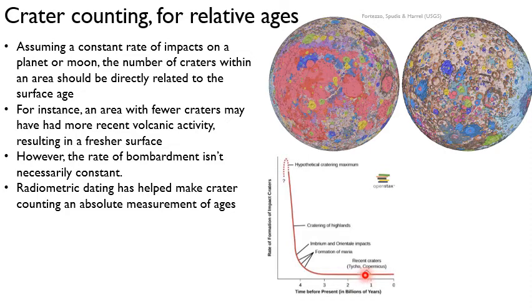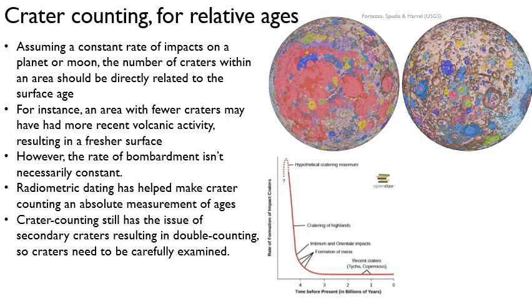And so you can use crater counting for absolute dates with decently high accuracy for the later history of the solar system. And in the early history of the solar system, you do have to benchmark carefully with radiometric dating.